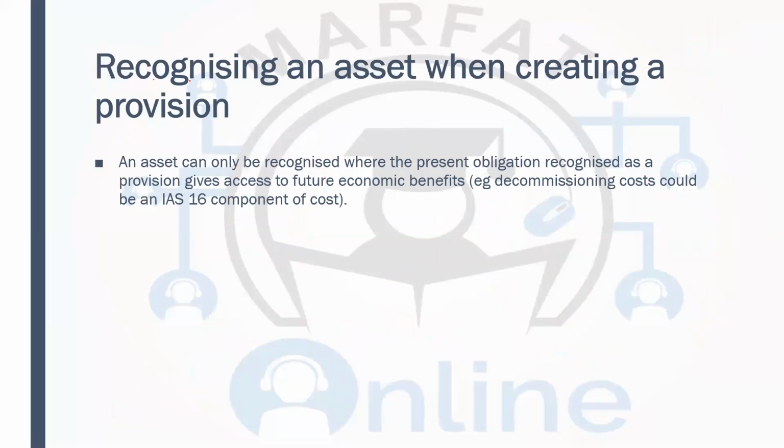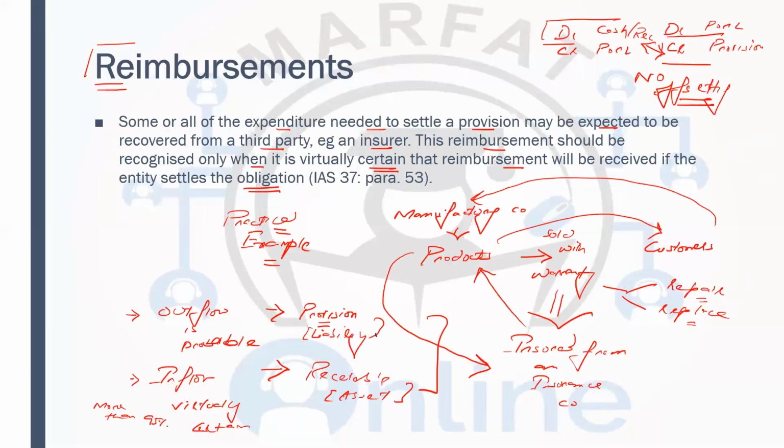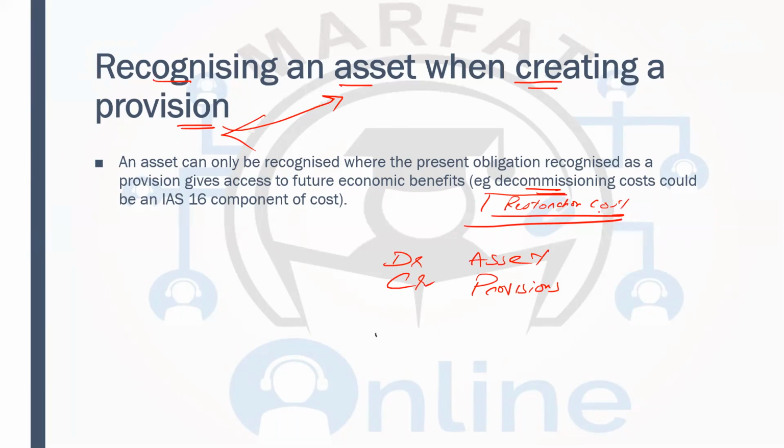Now you have another thing, recognizing an asset when creating a provision. All right. Now, just remember the example which we discussed over here. Decommissioning, dismantling. Like you have a legal obligation to dismantle the asset by the end of its useful life. So we are recording a provision and the asset at the same time. So debit asset, credit provisions. So decommissioning or restoration cost is basically an example that when we are recording a provision, we may record a corresponding entry as an asset.